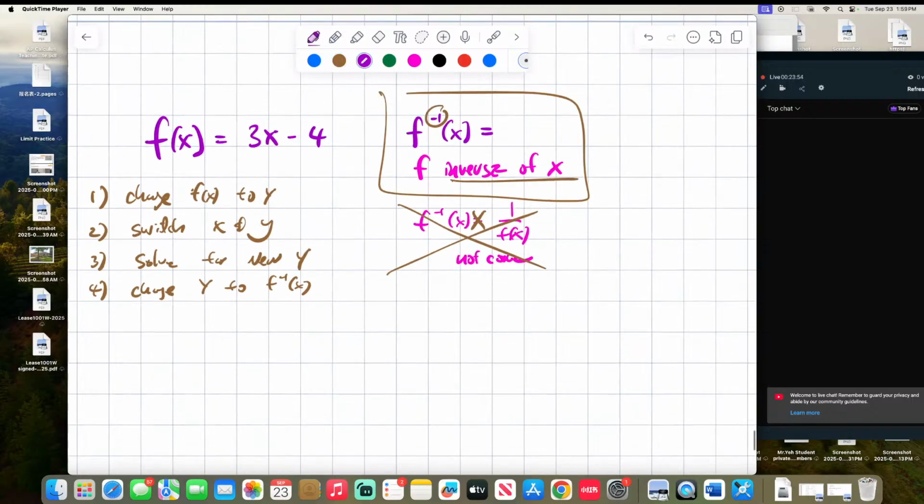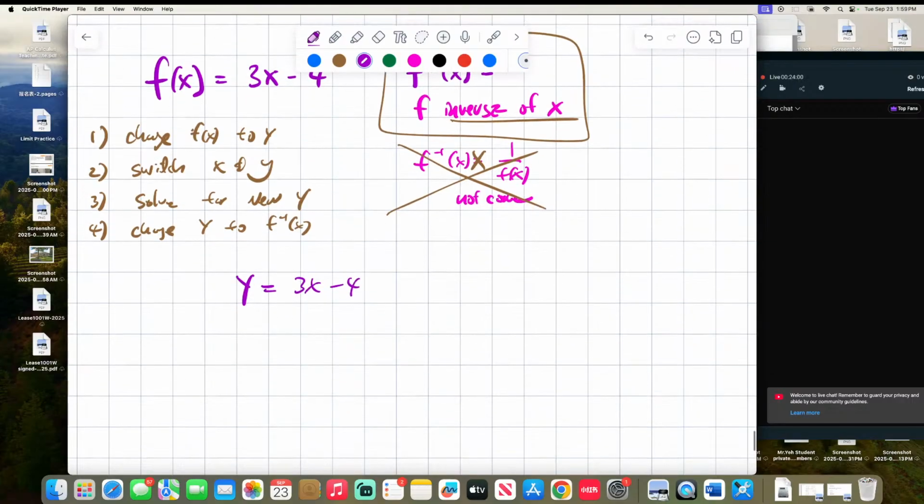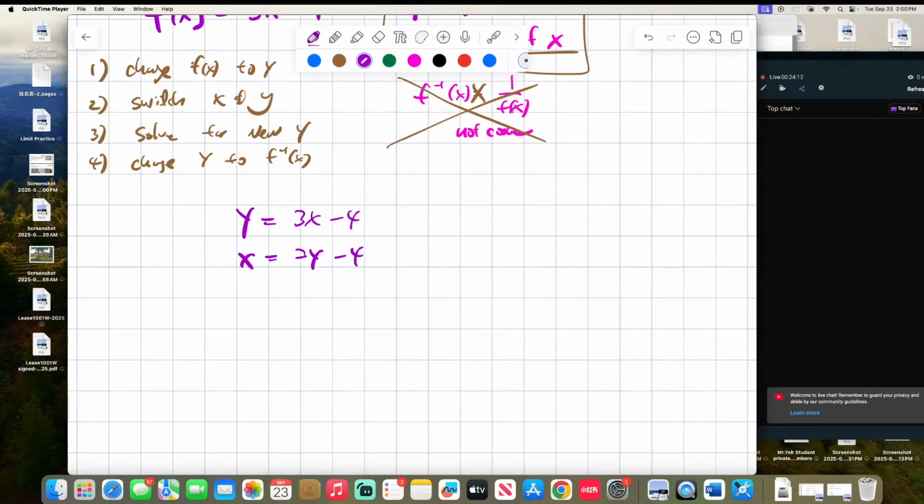So I'm going to follow those 4 steps. y equals 3x minus 4. That's the first step. Second step, x equals 3y minus 4. I switch the x and y. Is that okay? And then I'm going to solve for y, so I'm solving for this, right? 3y is equal to x plus 4. And then y equals x plus 4 over 3. And then you replace that: f inverse of x equals x plus 4 over 3.